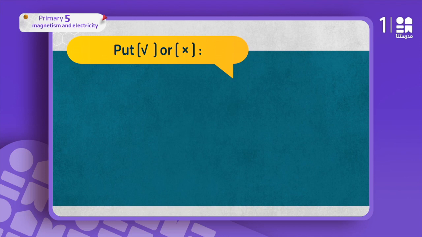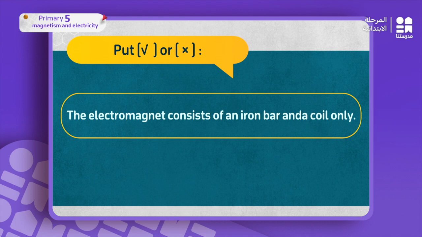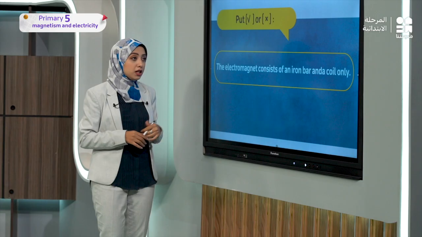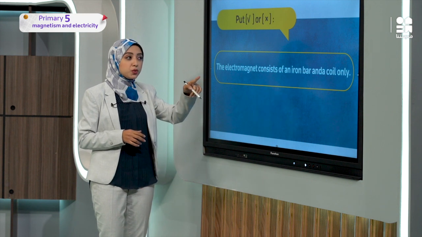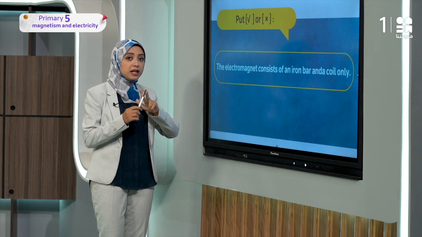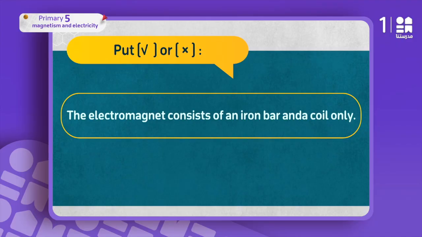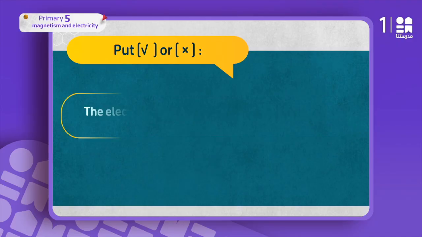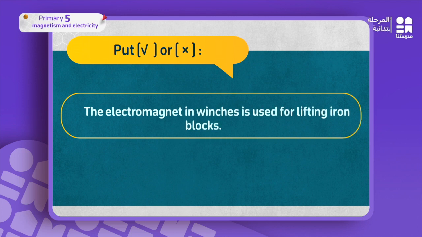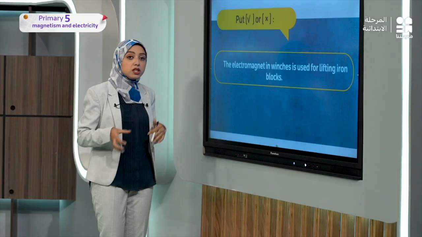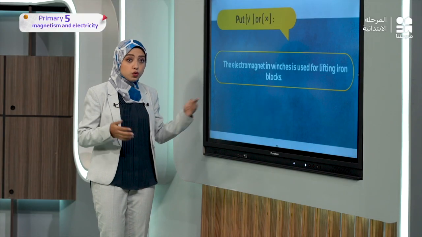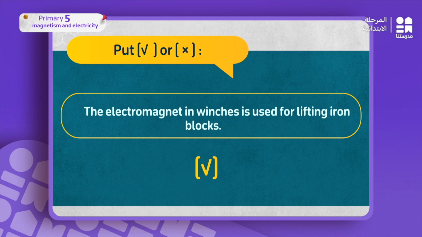Now, put right or wrong. Number one, the electromagnet consists of an iron bar and a coil only. No, it consists of three: an iron bar, a coil and a battery. So the answer here is wrong. Number two, the electromagnet in winches is used for lifting iron blocks, to move them from one place to another. So it's right.